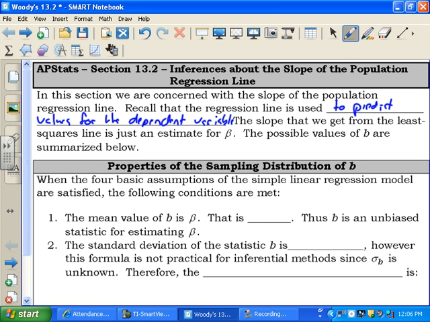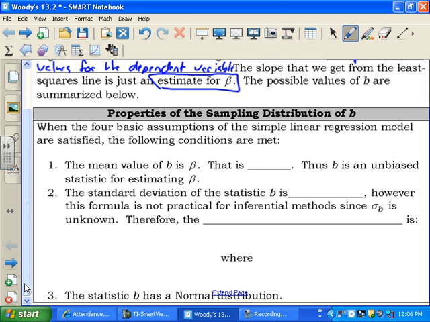The dependent variable being the y variable. The slope that we get from the least squares regression line is just an estimate for big B. We talked about that yesterday. Possible values of B are summarized below. These are just the assumptions again. Notice if you see things that show up here, they've shown up in other places.